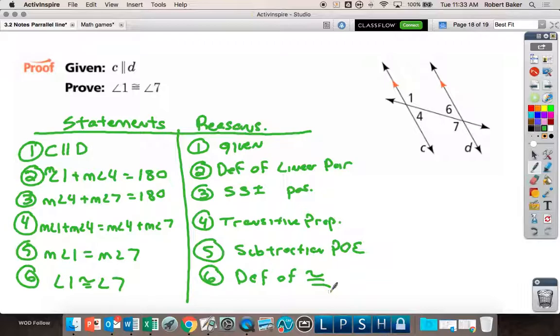So, is there any way possible for alternate interior angles to not be congruent? Now, we can do this entire proof again by doing this.